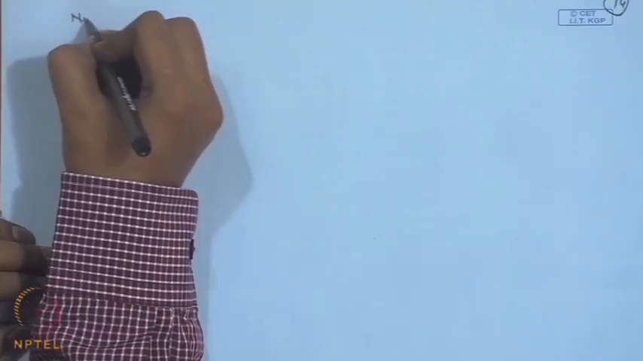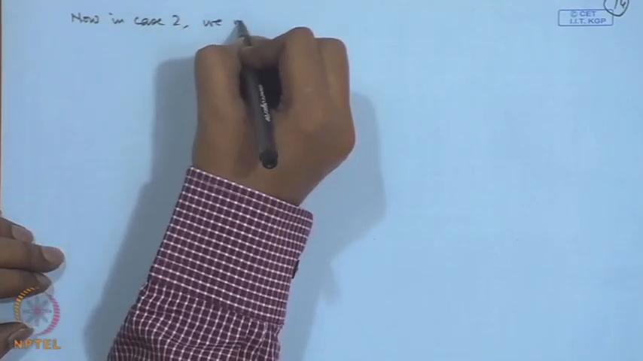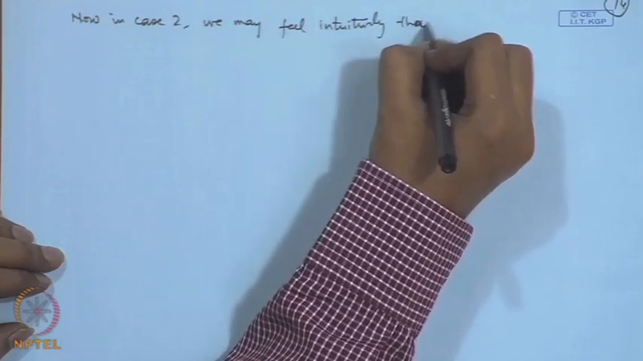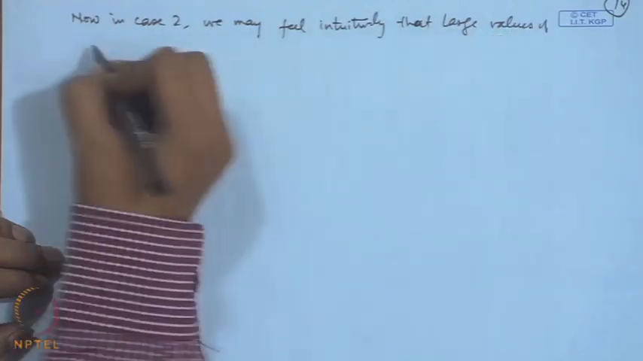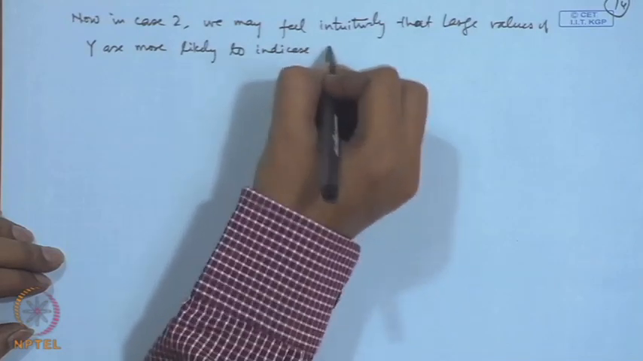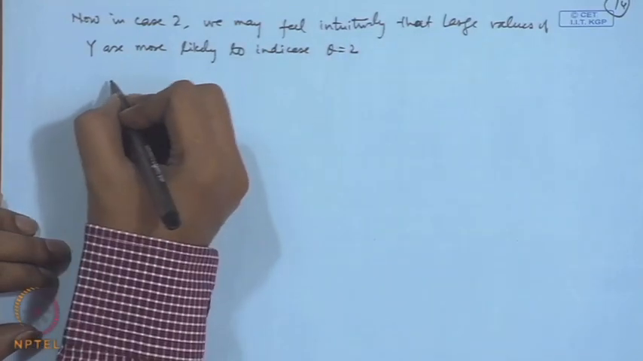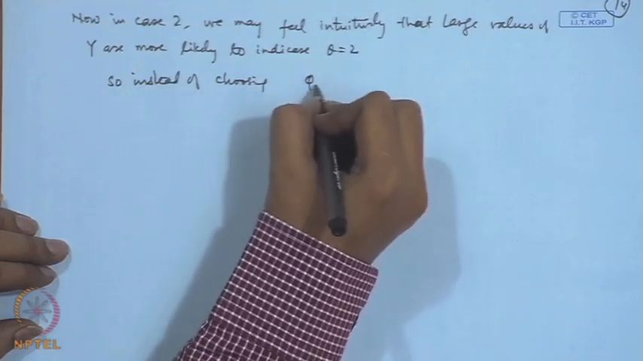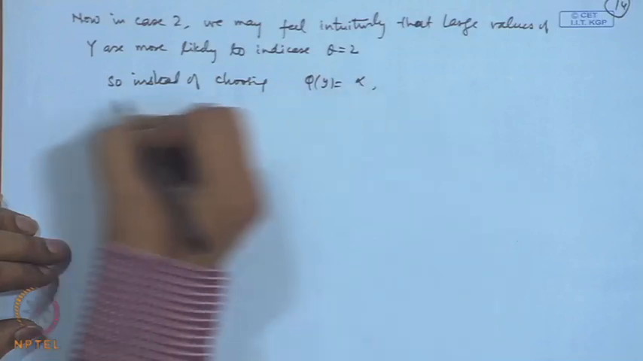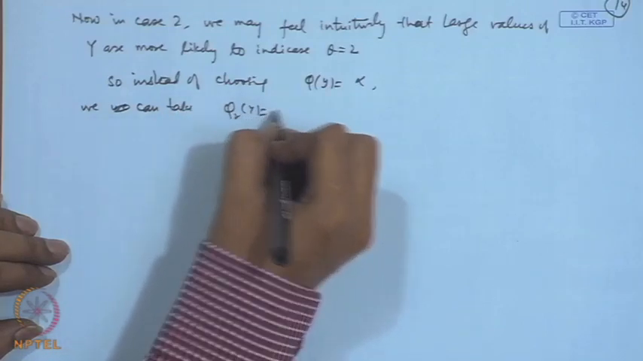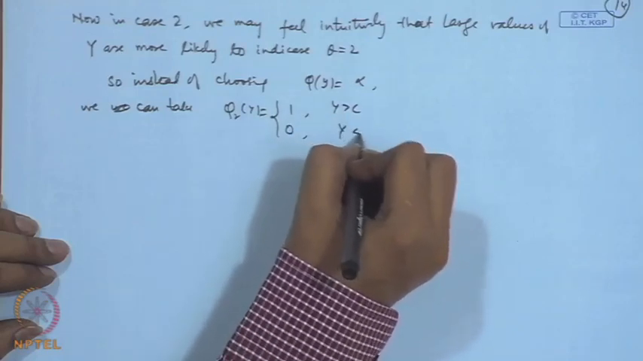We may also consider this in a slightly different fashion. Let me just explain it here. In case 2, we may feel intuitively that large values of y are more likely to indicate theta is equal to 2. So, instead of choosing phi y is equal to alpha, we can take say phi 2 y is equal to 1 if y is greater than c, and it is equal to 0 if y is less than or equal to c.